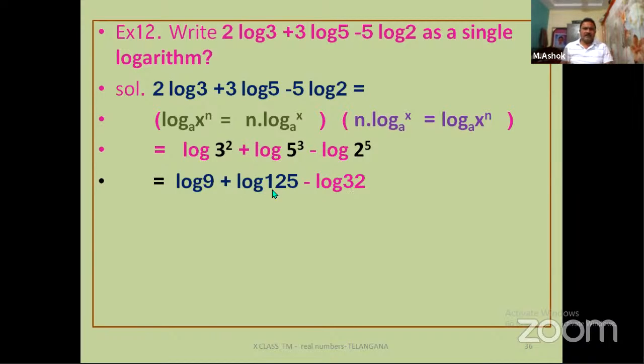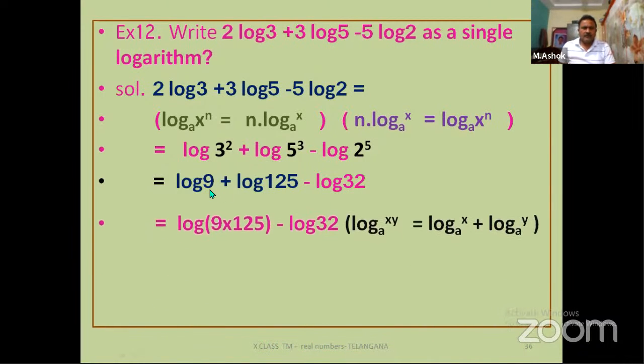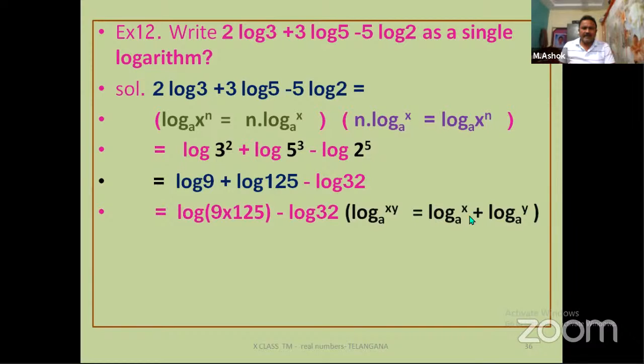So log 9 plus log 125 minus log 32. Basing on the formula, log x plus log y you may write as log xy. If log xy is given, we separate it as log x plus log y. So here log 9 plus log 125 is given. Basing on this formula, write it as log of 9 into 125. Keep minus log 32 the same. Multiply these two: log 9 into 125 is log 1125 minus log 32.